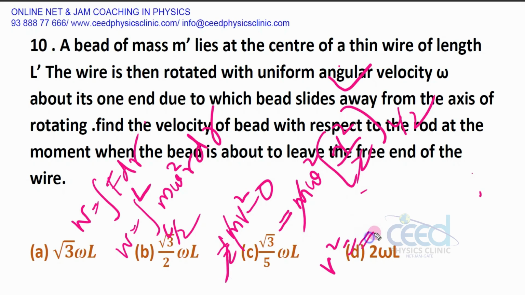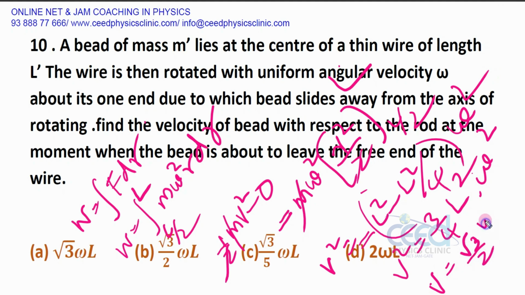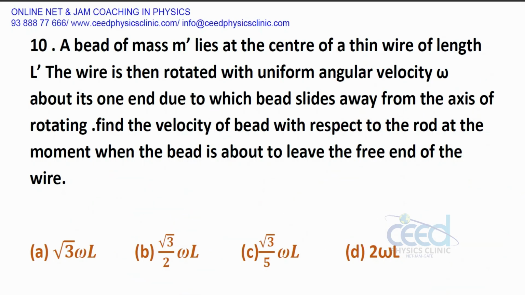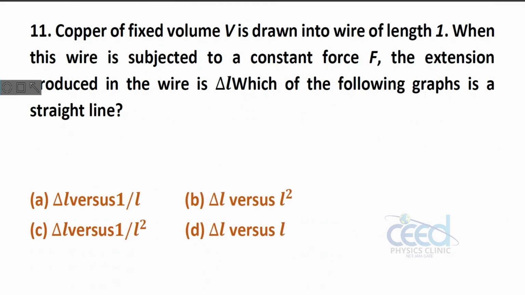Then v square is equal to L square minus L square by 4, so v square is equal to 3 by 4 L square. Then v is equal to root 3 by 2 L omega. Which is the option? Option B is correct, right? All right. Now let us go to another question.